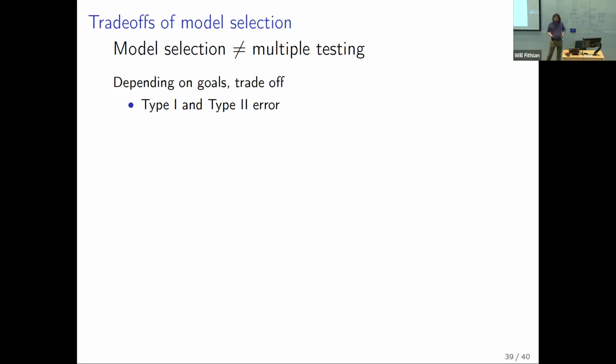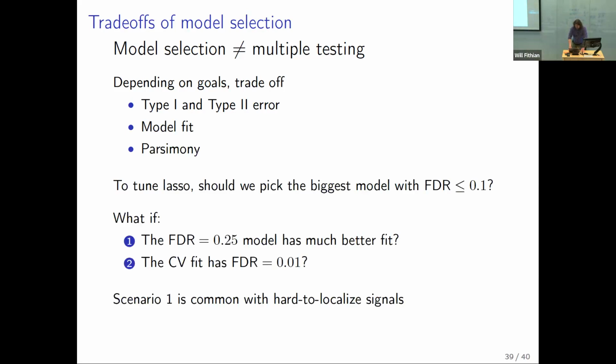So depending on the goals of the problem, we need to trade off type 1 error and type 2 error. We need to trade off model fit, the parsimony of the fit, and so on. So if we were going to tune the lasso, even if we knew the FDR, even if we didn't have to estimate it, I wouldn't necessarily say that we should choose the most liberal lambda with FDR less than or equal to 10%.